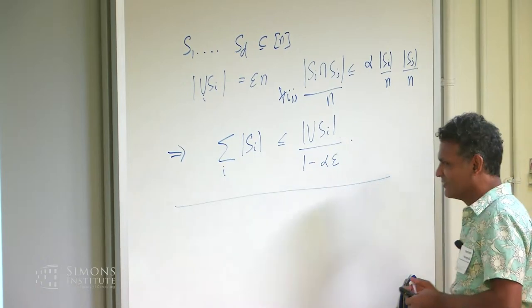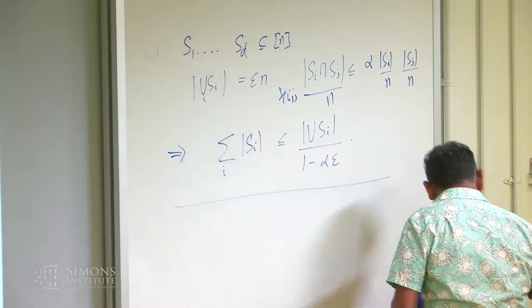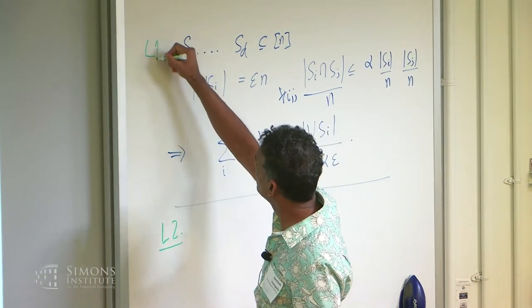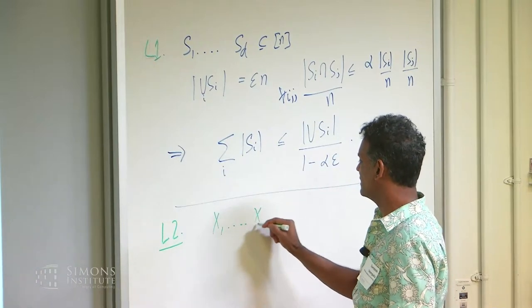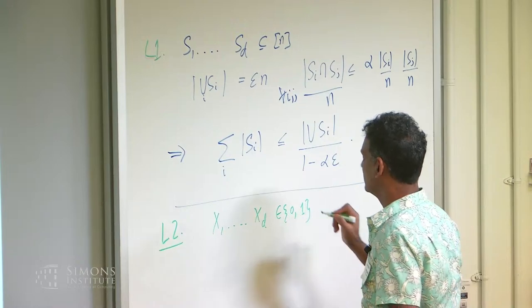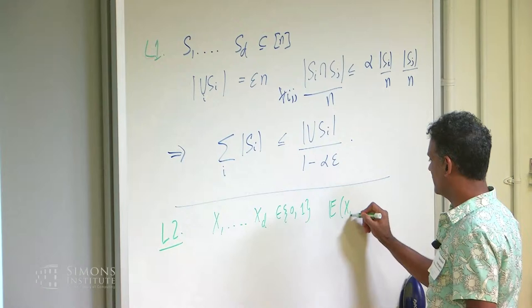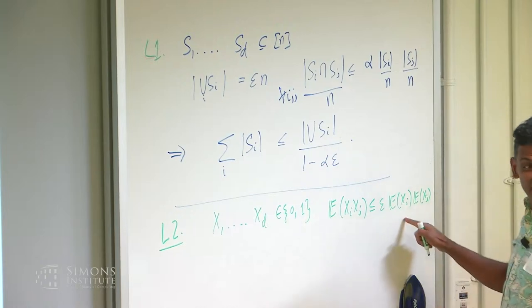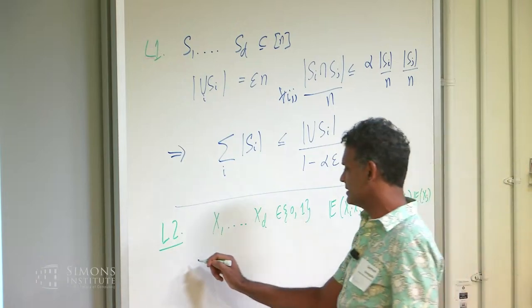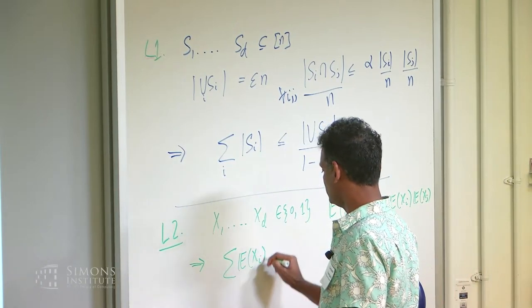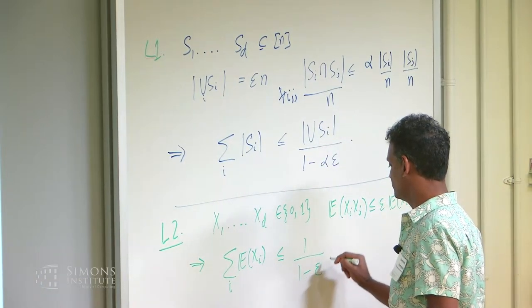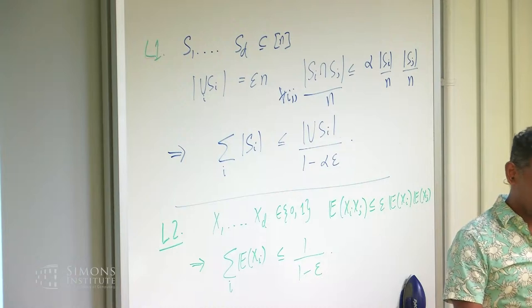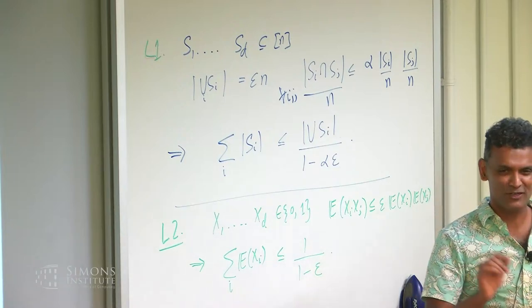The hint, if you like, is now moving to probability. These are just random variables, but they are 0, 1 indicators. And we assume that the expectation of xi xj is at most epsilon times the expectation of xi times the expectation of xj. So they're negatively correlated by an epsilon factor. Then this implies that the sum of the expectations is at most 1 over 1 minus epsilon. Yeah. Okay. The proof will fit here.